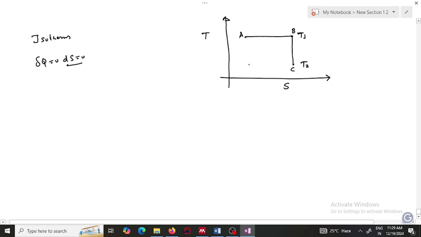From C to D, the working substance was compressed isothermally at temperature T2. So again it will be represented by a straight line parallel to the x-axis in the TS curve. And from D to A, there was an adiabatic compression.